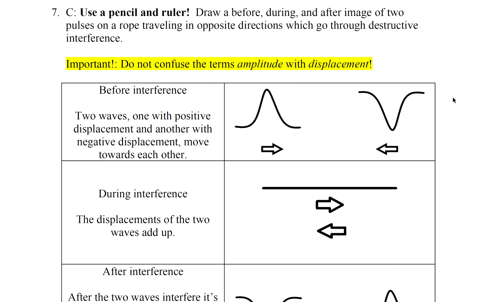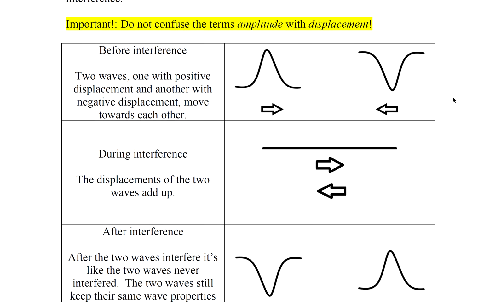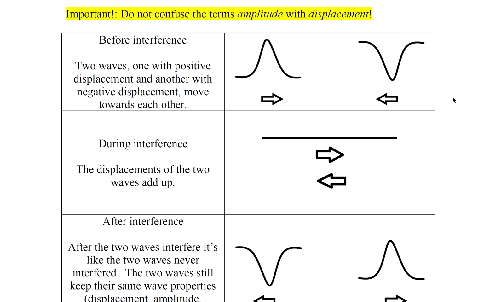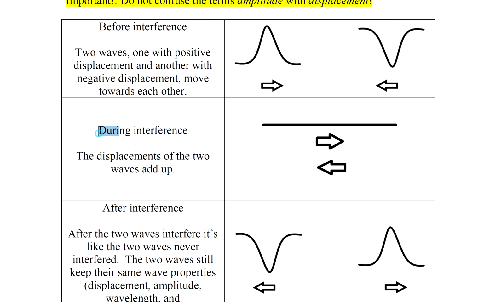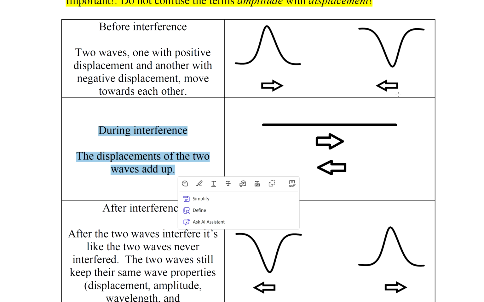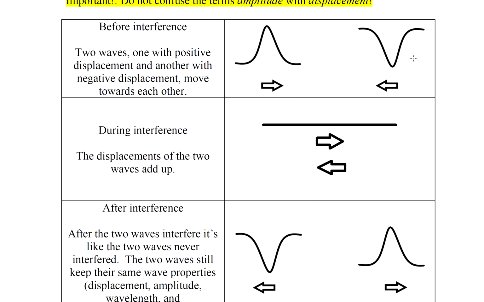Question 7. Draw a before, during, and after image of 2 pulses on a rope traveling in opposite directions which go through destructive interference. Okay. So before, you have 2 waves traveling in opposite directions, like they're coming towards each other. One has positive displacement, one has negative displacement. During interference, the displacements of the 2 waves add up. So you have positive displacement plus negative displacement, same magnitude, opposite directions, they cancel. So you get 0 displacement.